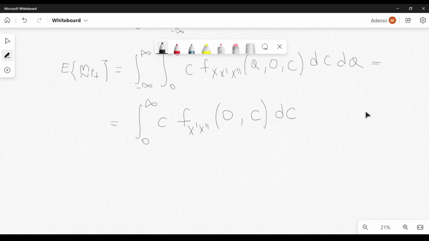And if x prime and x double prime are Gaussian, so it means basically that the variable x, the signal, is Gaussian. So if the signal x is Gaussian, also its derivative will be Gaussian, and also its second derivative will be Gaussian. This is quite intuitive. I will not delve into the details of this, but let's assume that x prime and x double prime are just Gaussian variables. And as I said, it's quite intuitive.